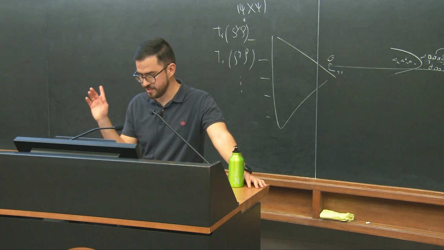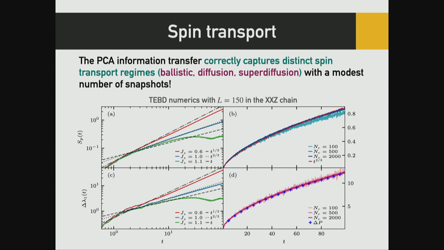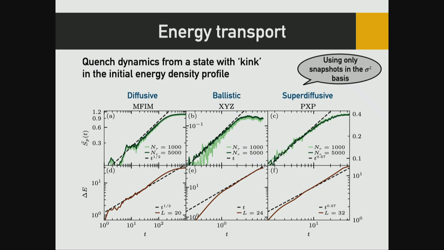In fact, for the spin transport, we also check when you do something very drastic, and you throw away all the eigenvalues except the first one. So you compute a kind of Shannon entropy for the first eigenvalue, and in that case, it also captures correctly the dynamical exponent. But also, if you look at the PCA spectrum in this case, you see that there is quite a drastic separation between the first eigenvalue and the rest of the spectrum. For the energy transport, that's not so clear.